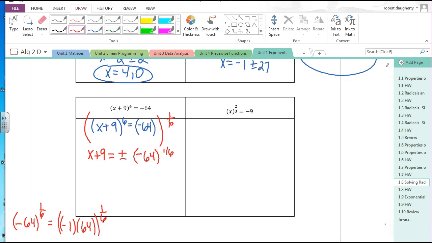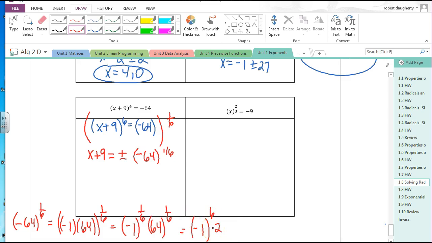So negative 64 to the 1/6 is negative 1 times 64, all of that to the 1/6. So this is negative 1 to the 1/6 and 64 to the 1/6. What does 64 to the 1/6 mean? The 6th root of 64, which is what? 2, because 2 to the 6 is 64. So this is negative 1 to the 1/6 times 2.